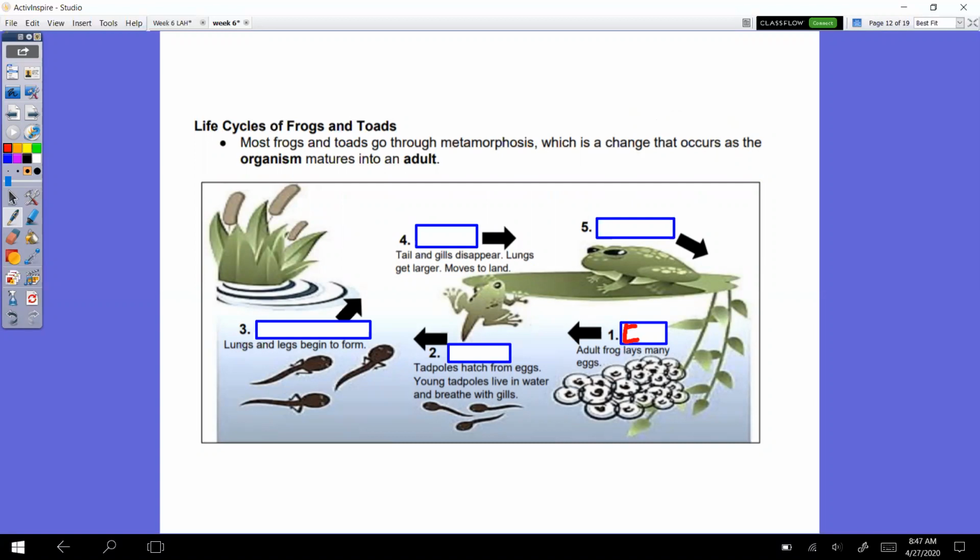The very first stage of life for frogs is the egg stage. These eggs are laid underwater. When they hatch, they become tadpoles. During the tadpole stage, they live underwater and they breathe with gills. All the animals that live underwater have gills, like frogs.